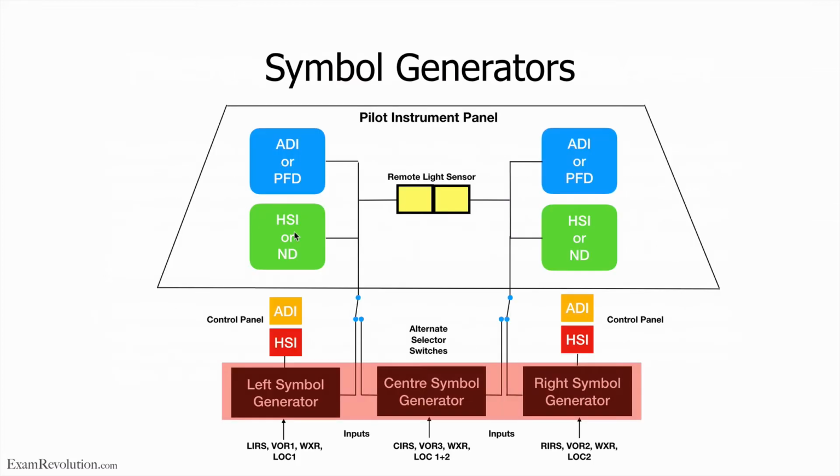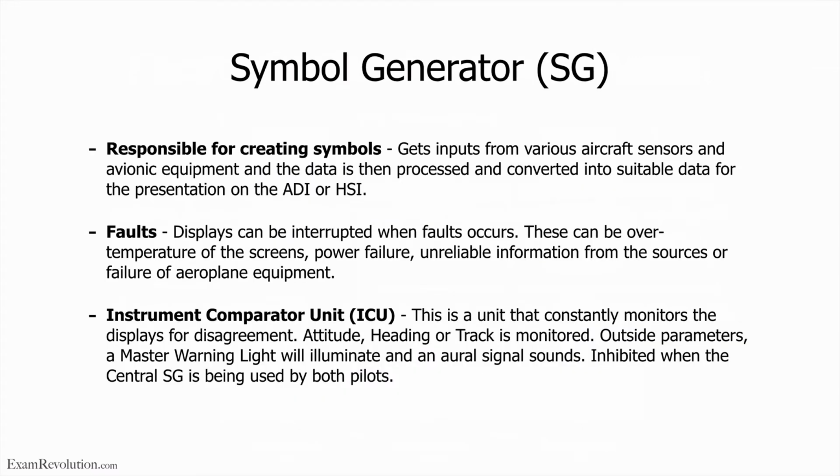So let me just go back. If both the pilots, if this pilot and this pilot use the central symbol generator, as you can imagine, the comparator unit won't be able to compare this and this, because it gets its symbols from the same symbol generator, right? So then the ICU will not be working. Okay, that's really important to remember.